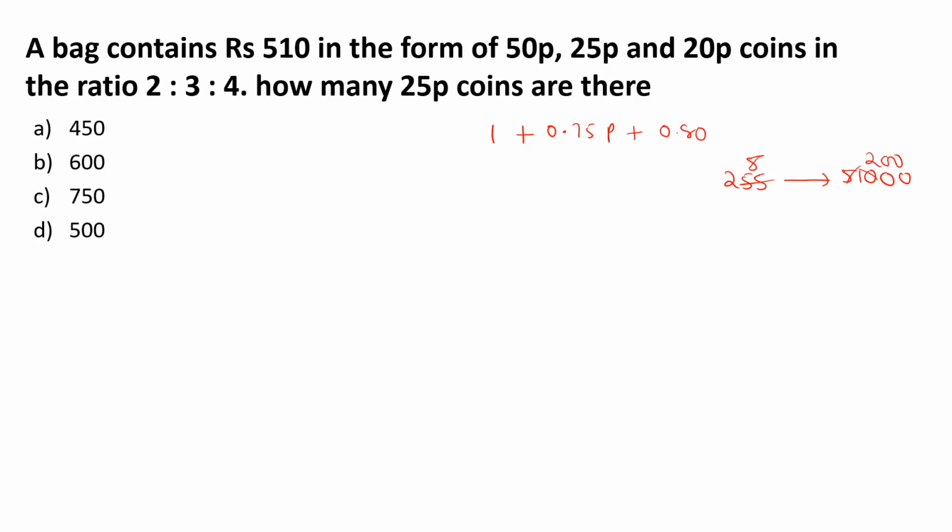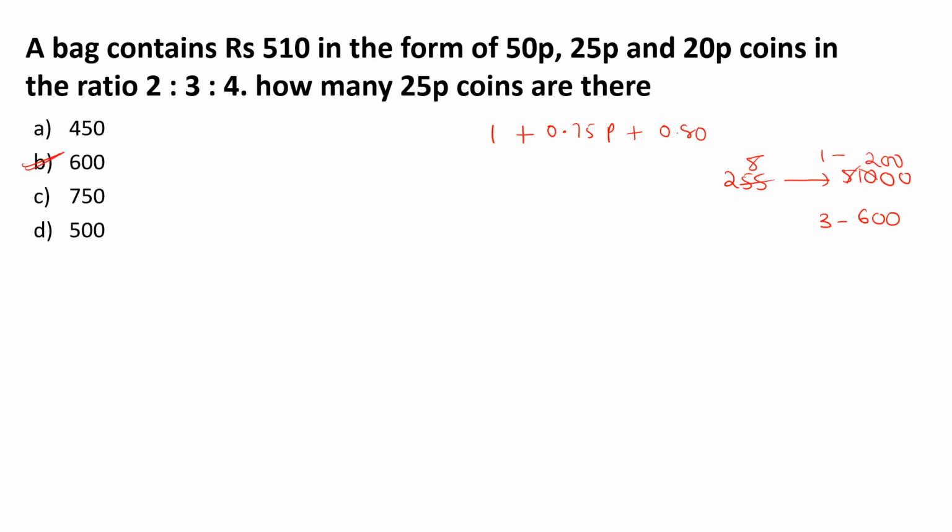We need to find the number of coins of 25 paisa. Here 3 represents the number of 25 paisa coins. When the value of 1 unit is 200, then the value of 3 units would be 600. That is option B. Option B, 600 would be our answer.